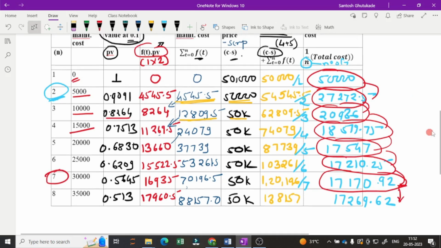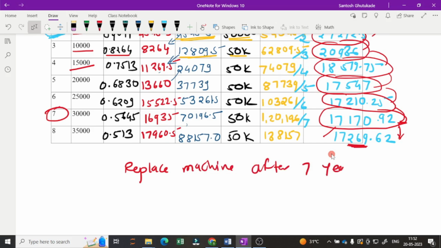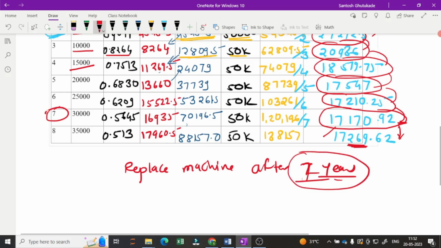So we can replace this machine after 7 years, because after 7 years this cost is going to increase, 170 and here 269. So replace the machine or replace that item after 7 years. This is the answer, because after 7 years this cost is going to increase. So replace this item after 7 years. So this is the solution of the problem with the discount rate or time value changes rate.